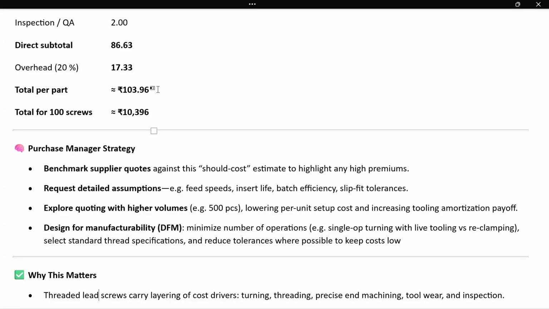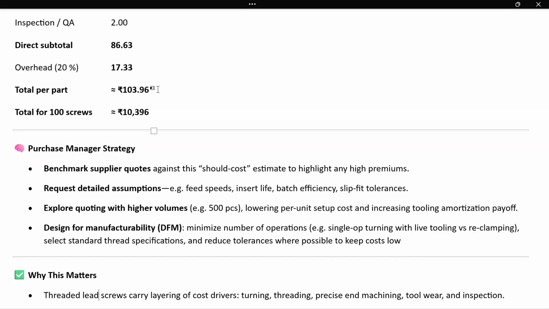Request detailed assumptions: feed, speed, insert benchmark, tolerance, and all these details. Also explore a quote with a higher volume, such as 500 pieces, lowering the setup cost per piece and improving the tool amortization payoff. Generally, if we are procuring or manufacturing something and the quantity increases, the cost reduces. That is a very important principle that we are applying here.